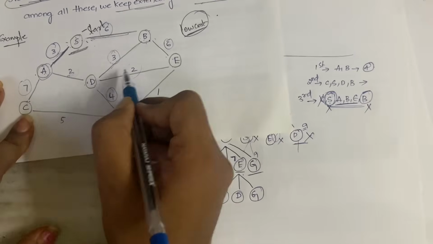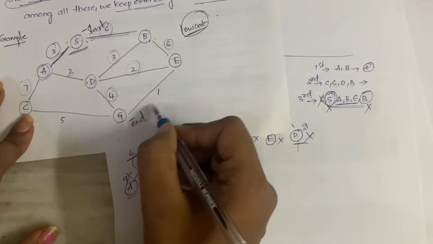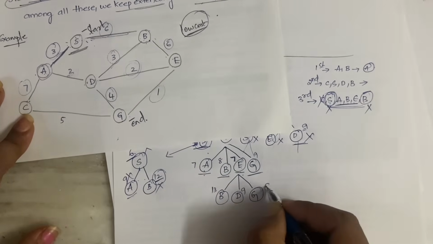From E to D, what is the cost? 2. 7 plus 2 is 9. From E to G, what is the cost? 1. 7 plus 1 is 8.